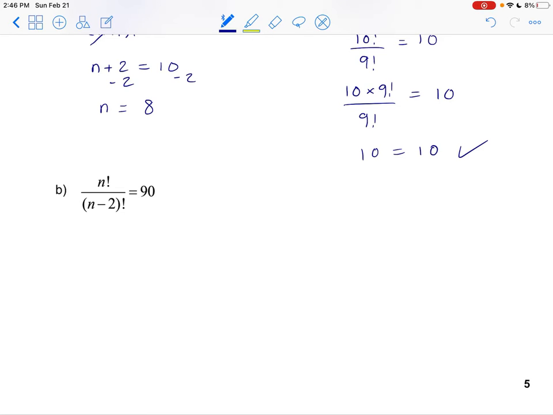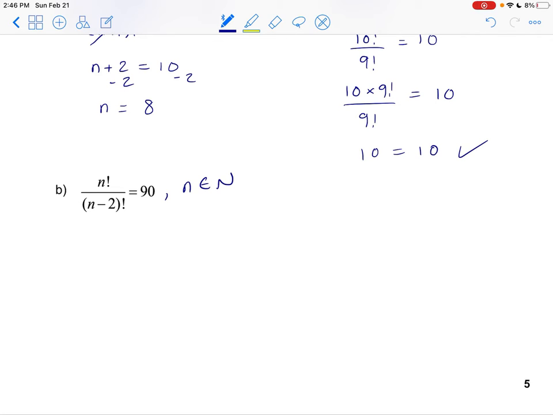Okay, and for last example here is 7b of section 2.2. It's n factorial divided by n minus 2 factorial is equal to 90. And remember, the restriction here is where n must be a natural number. That's there written in your problem statement.